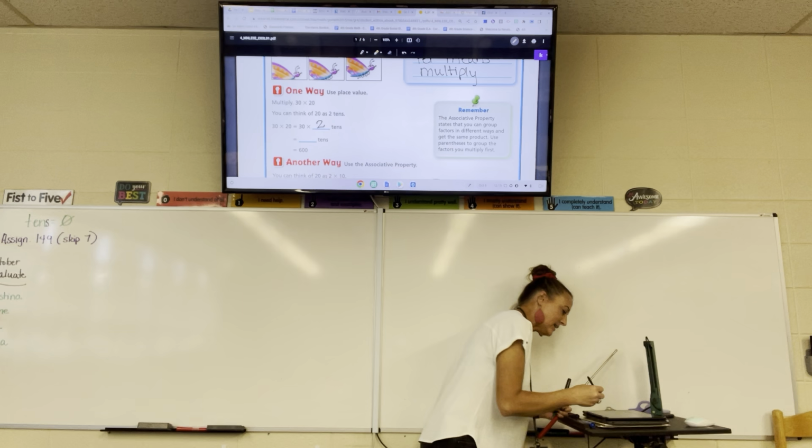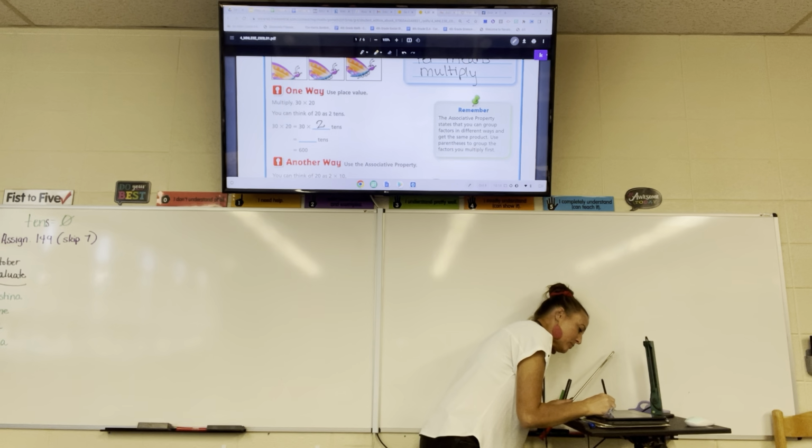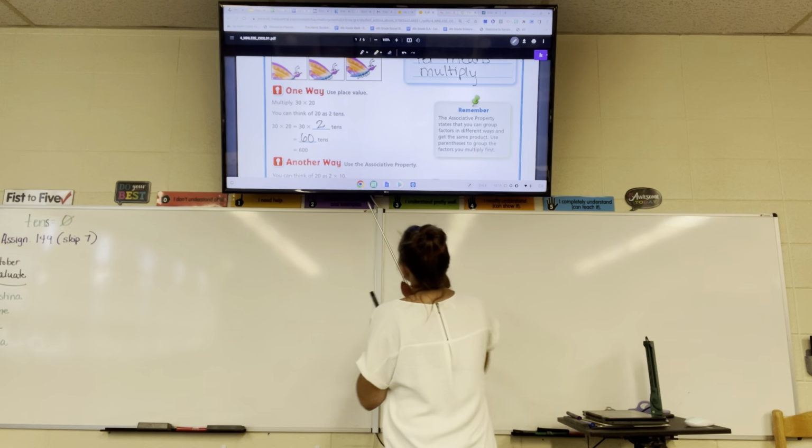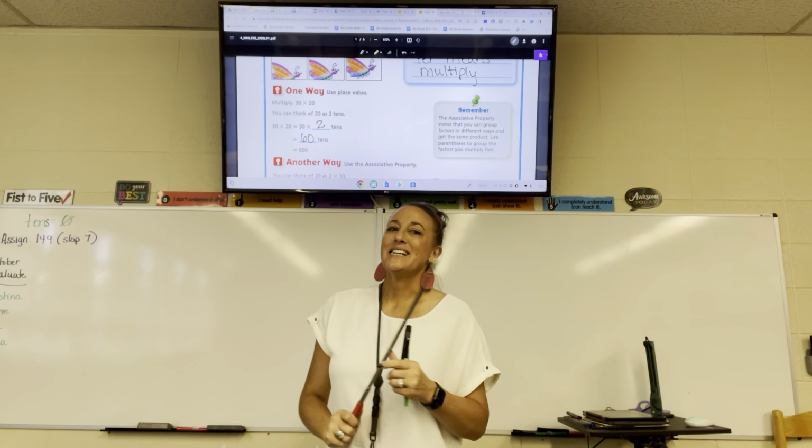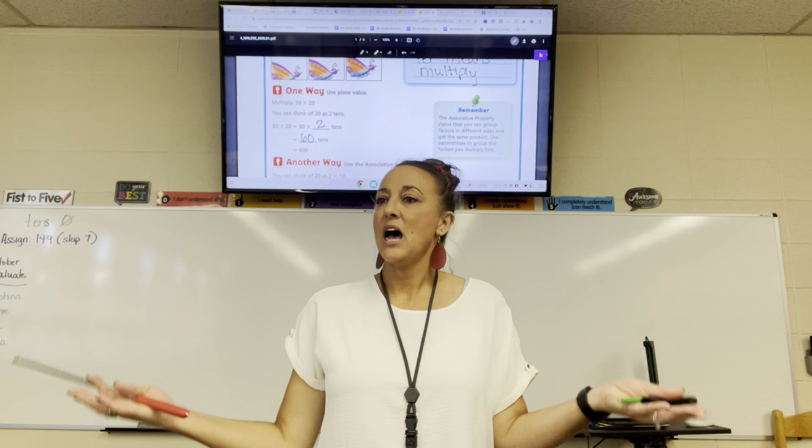Okay, here we go. Use place value. To multiply 30 by 20, you can think of 20 as 2 tens. And this would be where we replace a 0 with the word tens. Okay? So 30 stays the same, 20 becomes how many tens? 2 tens. What is 30 times 2? 60. Or 30 plus 30 is 60. And then we have 60 tens. Then we can replace that word tens back with 0. So 60 tens or 600.